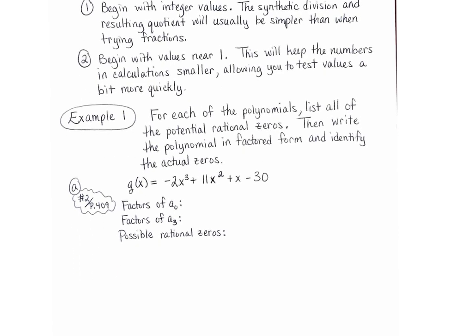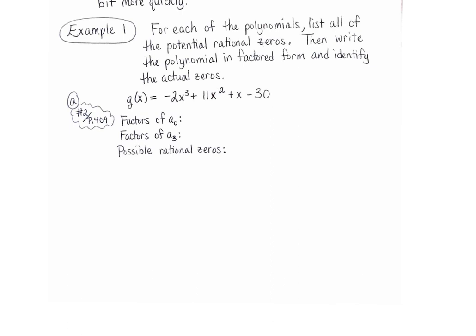We're not gonna do every example in this section because they test the exact same concept, okay? So g of x is equal to negative 2x cubed plus 11x squared plus x minus 30. What are the factors of a naught?